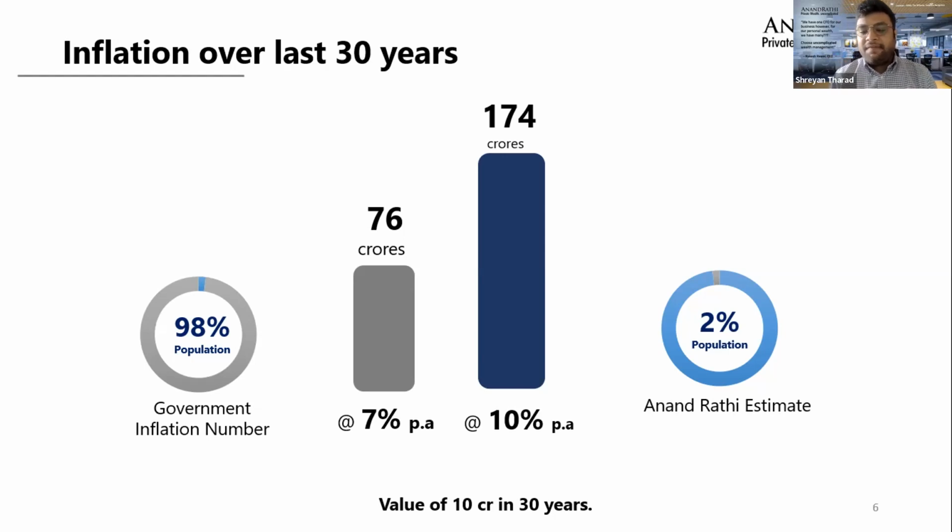But the HNI inflation, what applies to you and me, would have increased the cost to 174 crores. Of course, numbers look much bigger when we do Excel extrapolation. But this is just to drive the point home that inflation will be a silent killer in our portfolios, and it is extremely important for us to have a look at these.